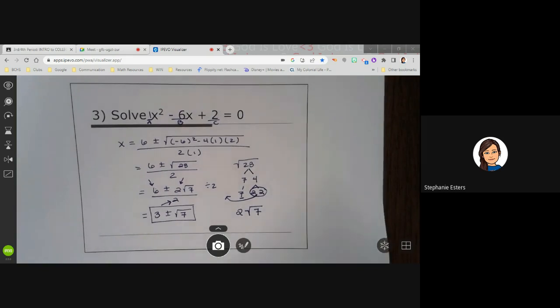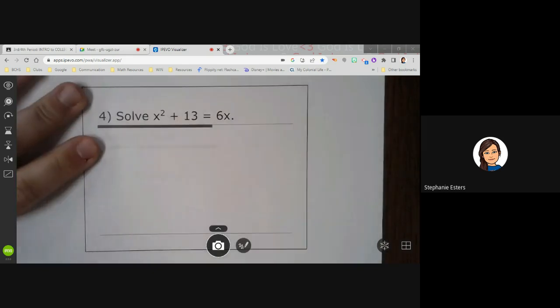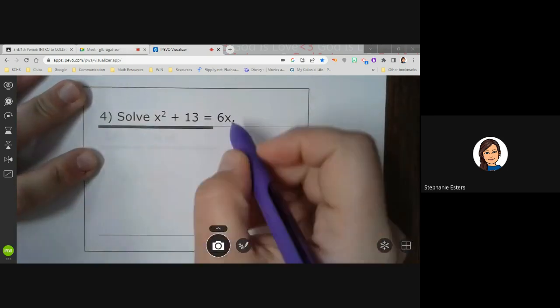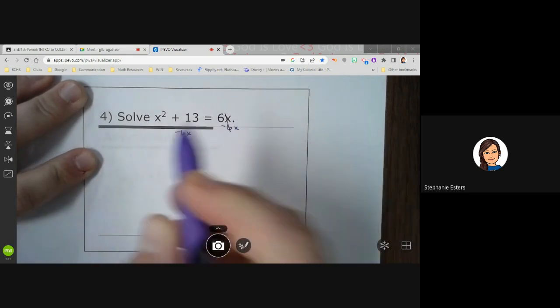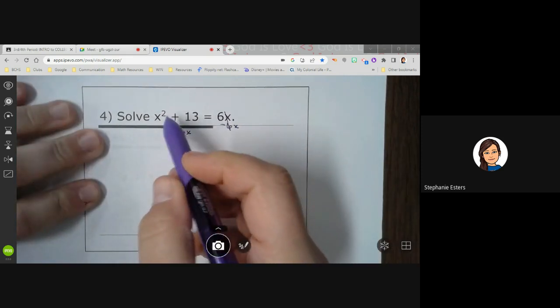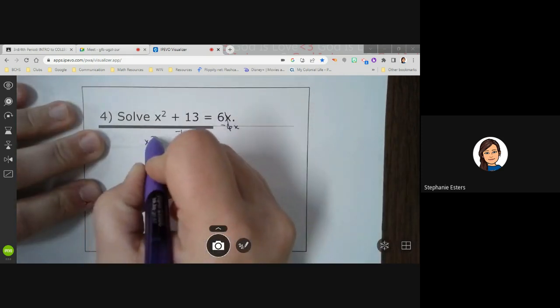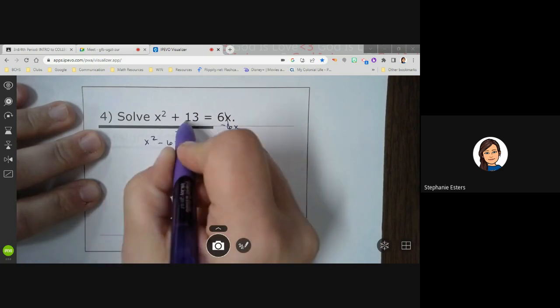I've got one other example to show you, and that's this one right here, which first of all is not in standard form. So we want to move our 6x over, being careful to put things into decreasing order. So x squared, then the minus 6x, then the 13.